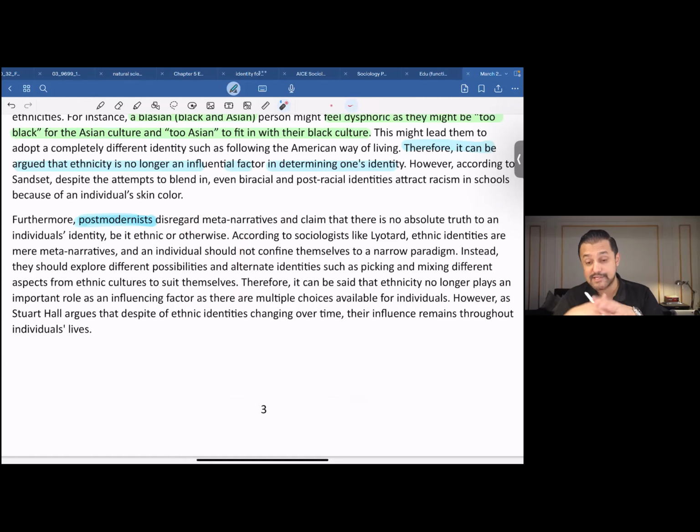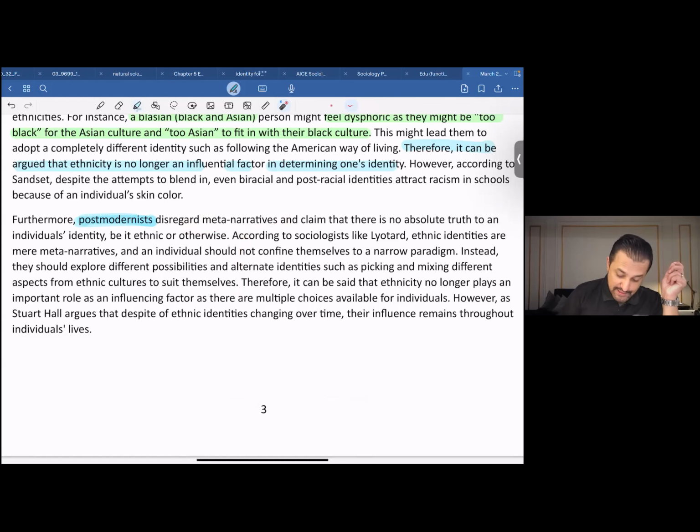Again, this example, the second example that I'm trying to give you, works more in the Western part of the world. Individuals' gender identities, we see or we've studied in sociology as well, are not fixed today. So, furthermore, postmodernists disregard meta narratives and claim that there's no absolute truth to an individual's identity, be it ethnic or otherwise, right? Be it ethnic identity or otherwise.